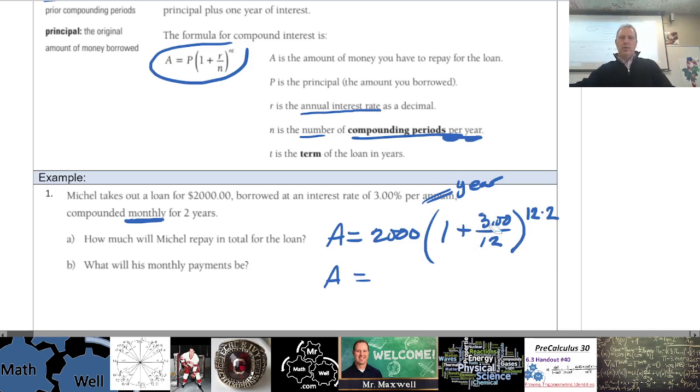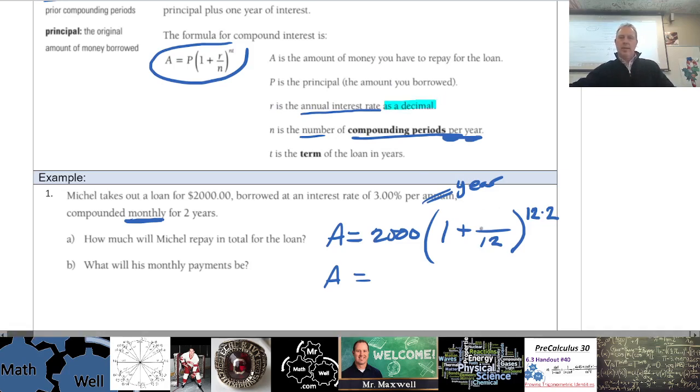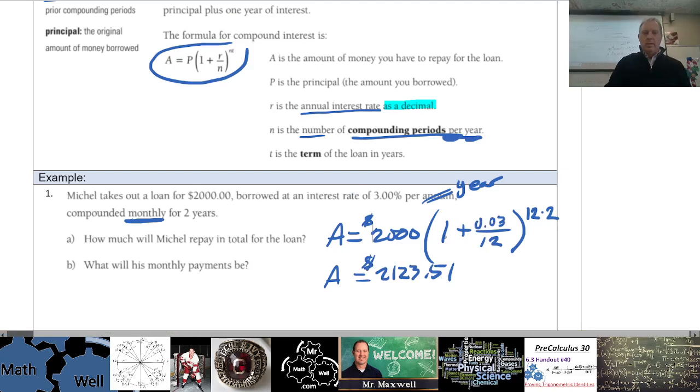So one small note here, this 3% has to be as a decimal, doesn't it? So look at this, what we didn't write there is as a decimal. Got to remember that. Okay, so that's going to be 0.03. That's going to change things. Good, go ahead and calculate that then. All right, so we both got the same answer. That's great. $2,123.51. So we will remember that this interest rate has to be as a decimal. Okay? All right. Now that's for A.